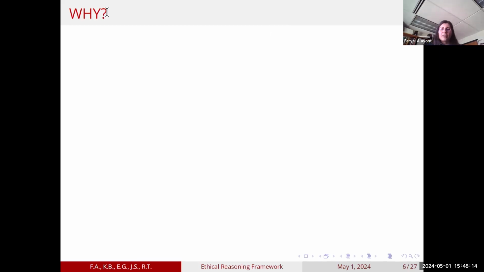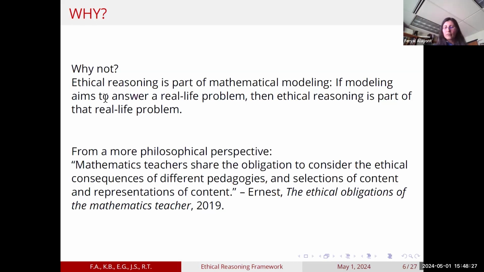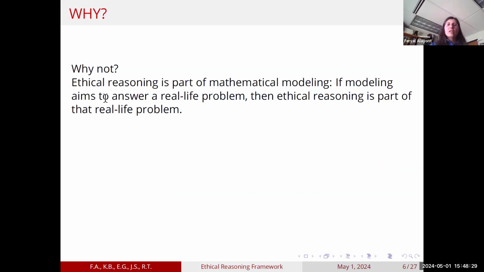So, why are we advocating this? That's one of the things. And I said it already at the beginning: ethical reasoning is already part of mathematical modeling. So if we're teaching mathematical modeling, then we have to teach the whole package. We can't just say, oh, we're only going to teach the math part of mathematical modeling because the other part is somebody else's responsibility. Whose responsibility? It's clearly not the philosopher's responsibility because philosophers don't know how to do mathematical modeling. If we're teaching mathematical modeling, we're teaching the whole thing.